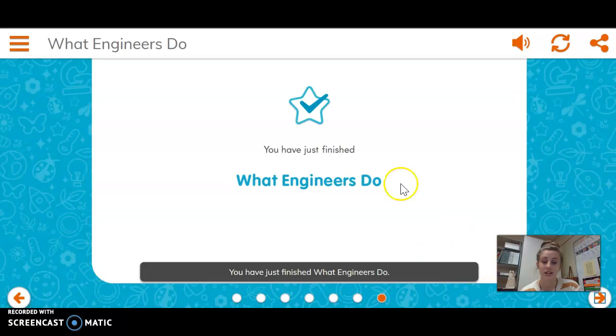And then you have just finished What Engineers Do. And that is our last section for today. Tomorrow we will go over our next section. Until we can get our science books to work, this is how we'll do it. I'll lead you through the book, and then I'll either post discussion boards or polls, or however it tends to work. So make sure you check out Power School to see your assignments.